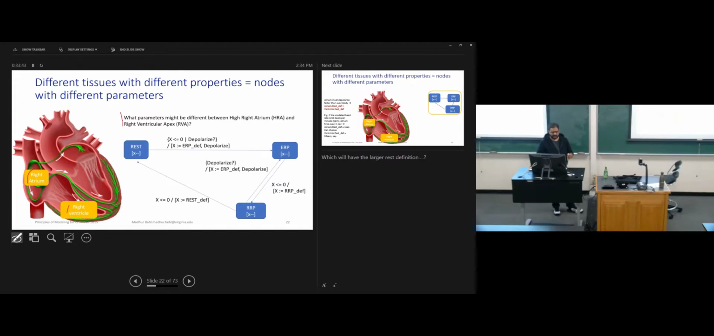Which one of them should have a high rest period and a low rest period if we are talking about normal sinus rhythm? And you should all know what normal sinus rhythm is, right? So what's the relationship between the rest periods of both of them?